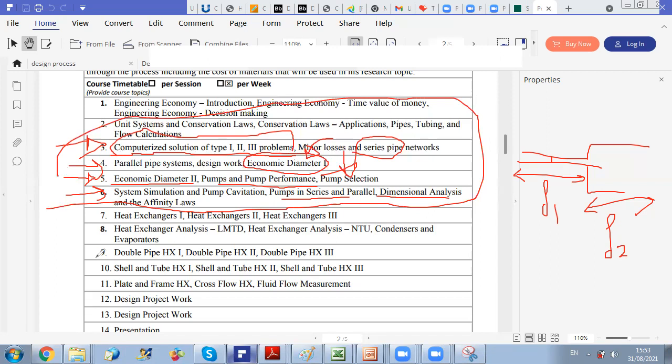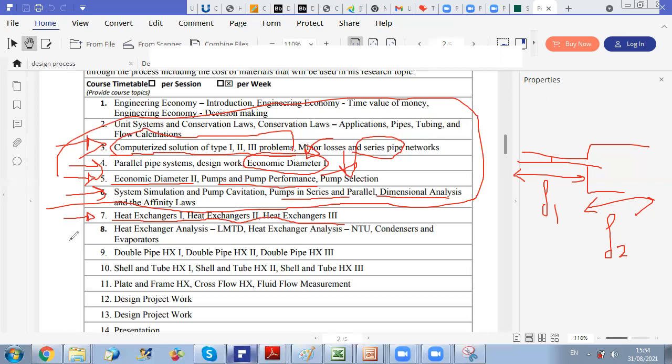Then we will move to a heat application. So we will go to heat exchangers. We have several types of heat exchangers. So we will describe them. We will know the difference between them. And of course, it's also a design process. So which type to select, based on what, etc.